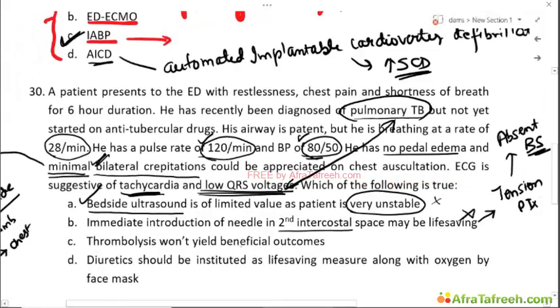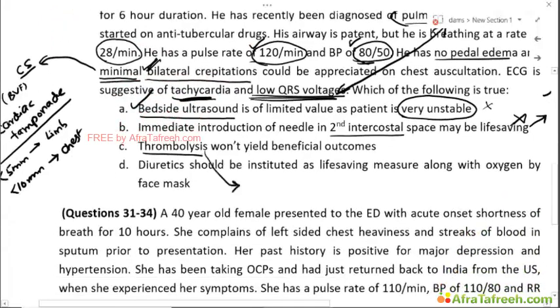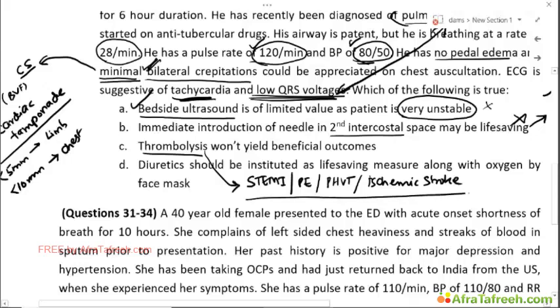Thrombolysis won't yield beneficial outcome. Yes, the patient does not need thrombolysis. Thrombolysis in the emergency is used typically for STEMI, pulmonary embolism, or for prosthetic heart valve thrombosis or ischemic stroke. These are the typical indications for thrombolysis in the emergency department. Thrombolysis would be contraindicated in patients with pericardial effusion, because that can lead to hemopericardium, thereby worsening the patient's tamponade.